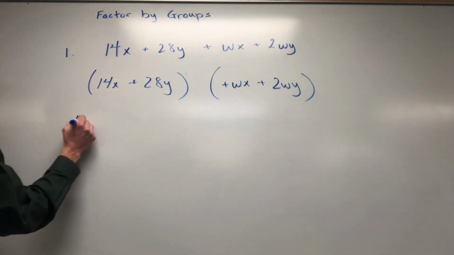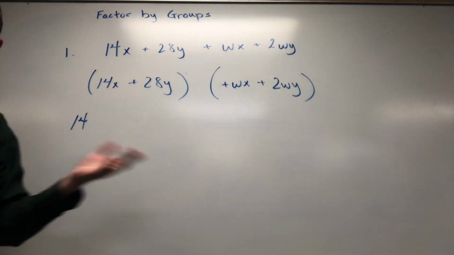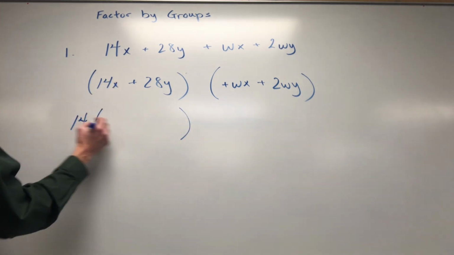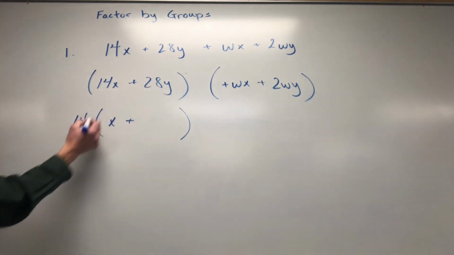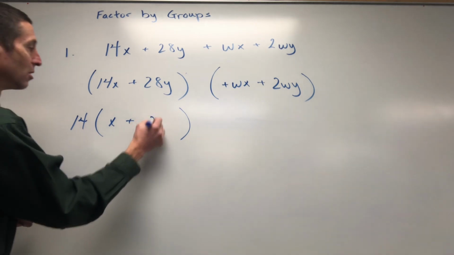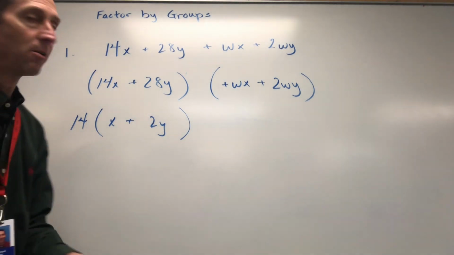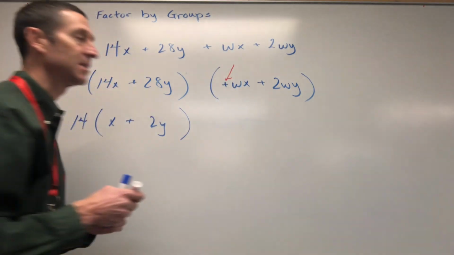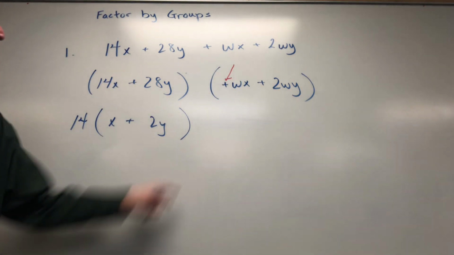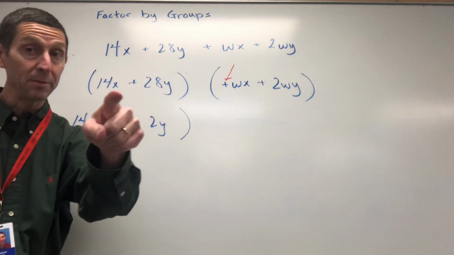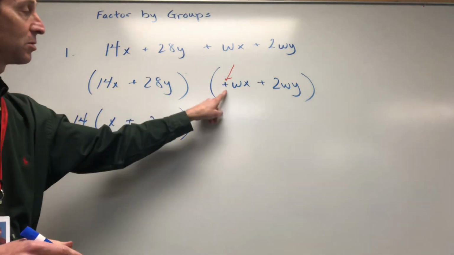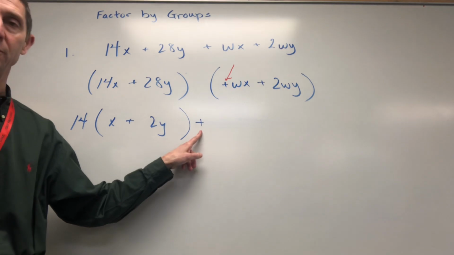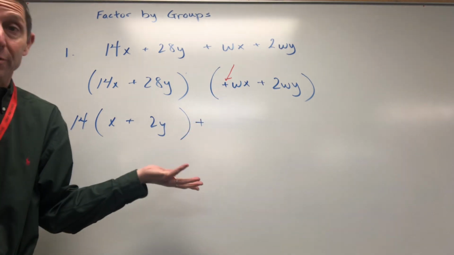14, 28, so I know I can get out a 14, but it looks like that's it. There's no common letter. So let's factor out the 14, he's gone, that's X. 28 divided by 14, that's 2 with the Y. Now, a big deal on factoring by groups is that sign right there. Whatever that sign is, he's important. That's my connector. So whatever that sign is, you put it right there. So if it's a positive, you put a positive. If that had been a negative, you put in a negative.